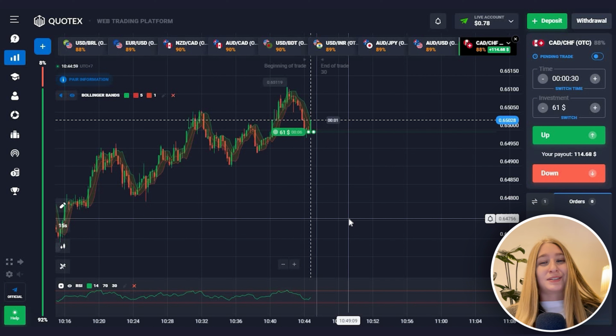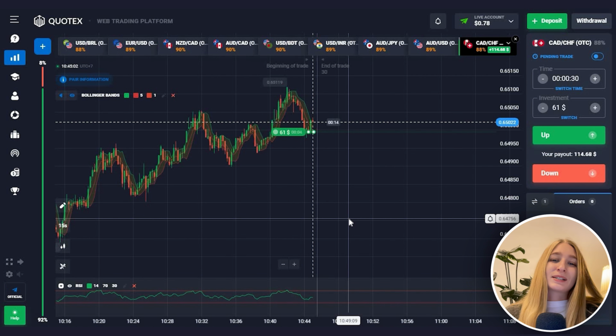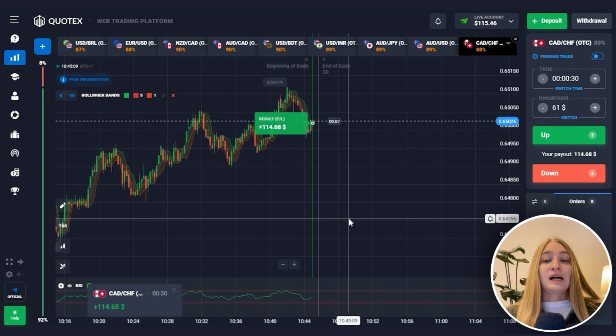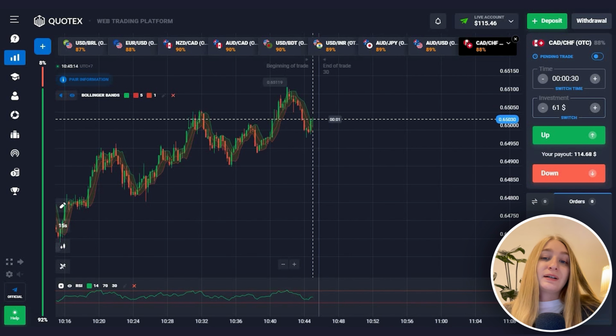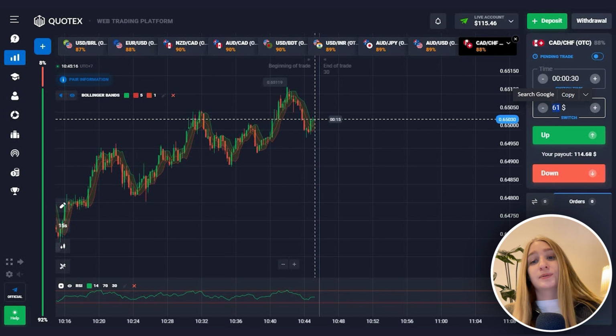So this is what it looks like. The price has reached a good support level and is starting to execute its reversal. My friends, look, the deal closes in plus. This strategy works perfectly. $115 on the balance, it's a very good result.